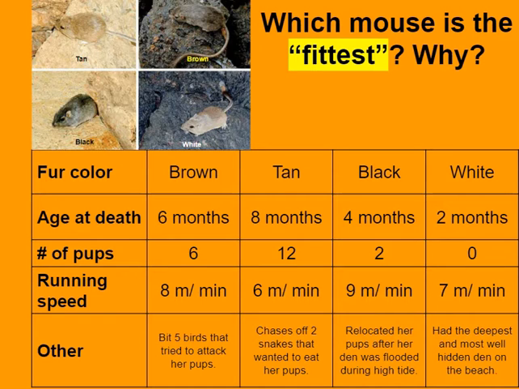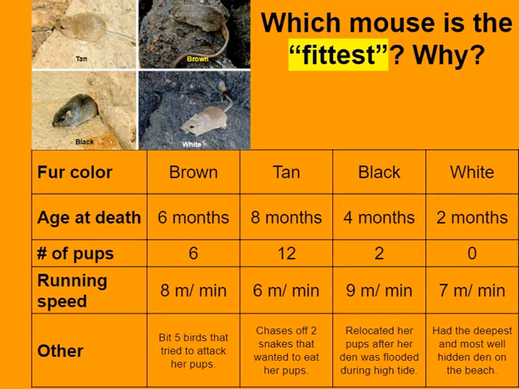The black one lived 4 months, only had 2 pups, was definitely the fastest, 9 meters per minute. And it said she relocated her pups after her den was flooded during the high tide. Well, that's good, but maybe not the smartest thing to put the den in that place where it was bound to flood. And then the white mouse only lived to be 2 months old. Maybe not even quite at breeding age for her. No pups produced. She wasn't the slowest or the fastest. She's at 7 meters per minute. She had the deepest and most well-hidden den on the beach. However, if you don't get to where you're breeding, it doesn't matter how good your den is.